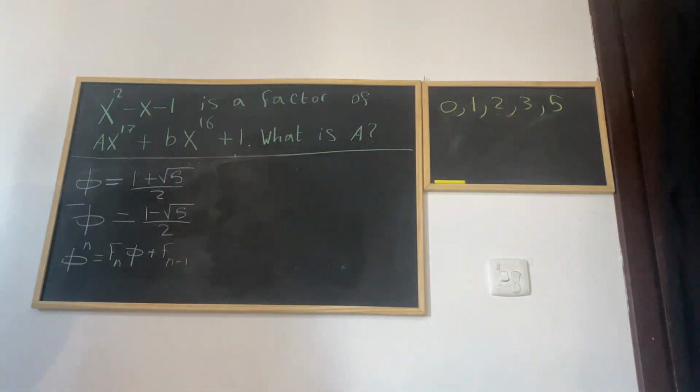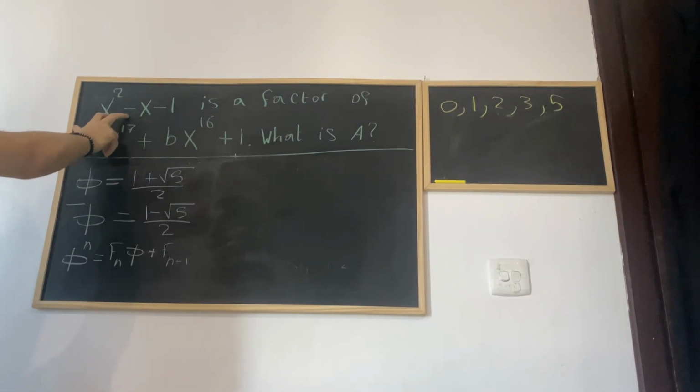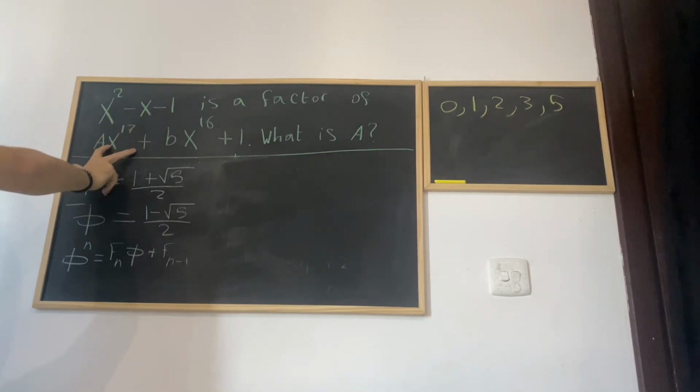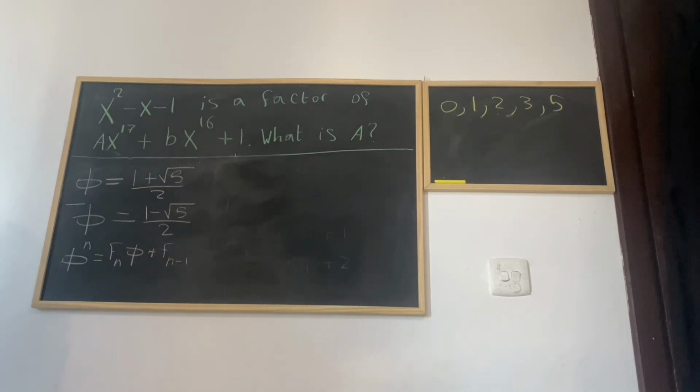So, what do we do now? Notice that the two roots from this first polynomial are also roots of this second polynomial. Since this first polynomial is a factor of the second one, 2 of the 17 roots from this second polynomial will be the 2 roots of this first polynomial. So if we substitute one of these roots, let's say the first one again, into this second polynomial, it will be equal to 0.